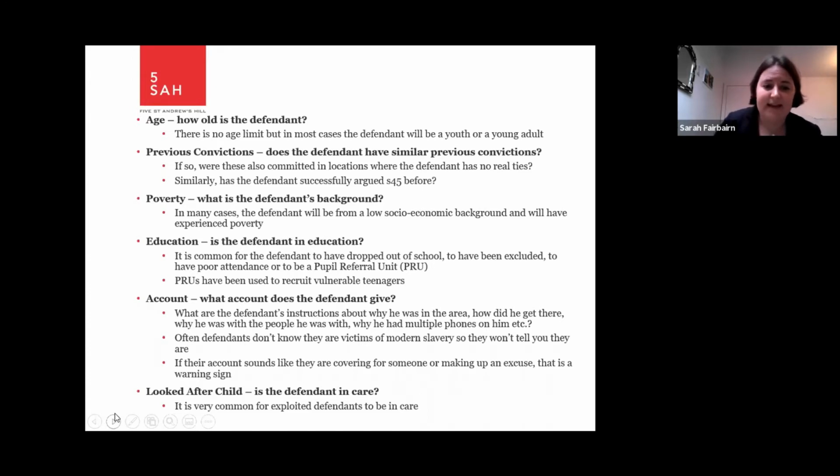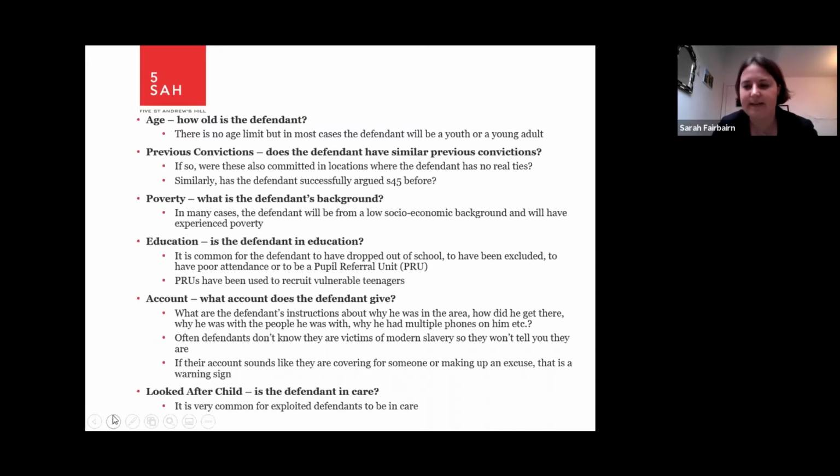Moving on to the A, account. What account does your defendant give? So in relation to what we touched upon before with location, phones, etc. Why was he in the area? How did he get there? Why was he with the people he was with? Why did he have all those phones on him?